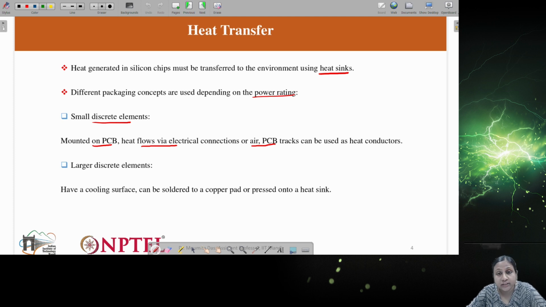First, this is for small discrete elements, which don't have suitable space for connection or integration of a heatsink. Now, if the discrete element is larger in size, meaning it has long leads where you can mount a heatsink properly, then the cooling surface can be soldered on a copper pad or pressed onto a heatsink. So there you can connect the heatsink properly. The copper pad provides enough space for connecting the heatsink.